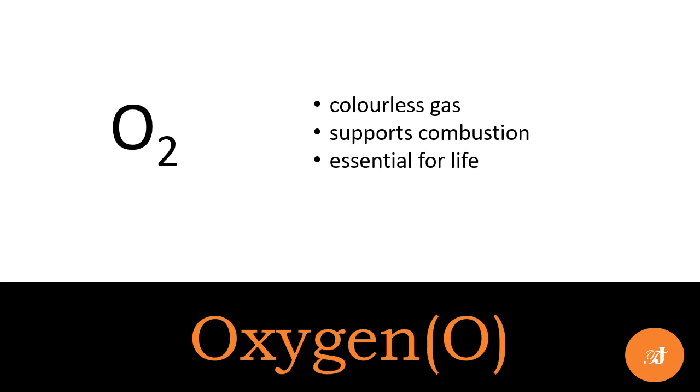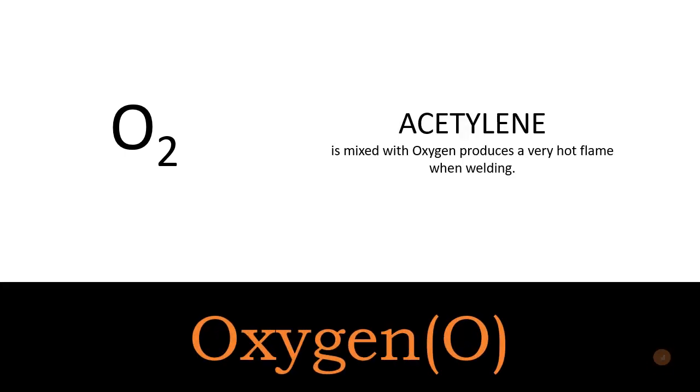I have a question for you to answer. In welding, what substance is mixed to oxygen to produce a very hot flame? Write your answers in the comments below. The correct answer is acetylene. Acetylene is mixed with oxygen to produce a very hot flame when welding.